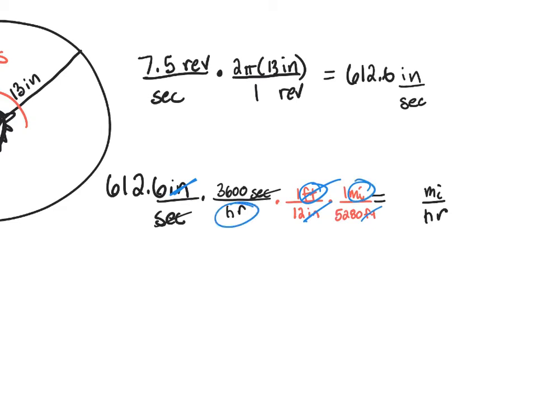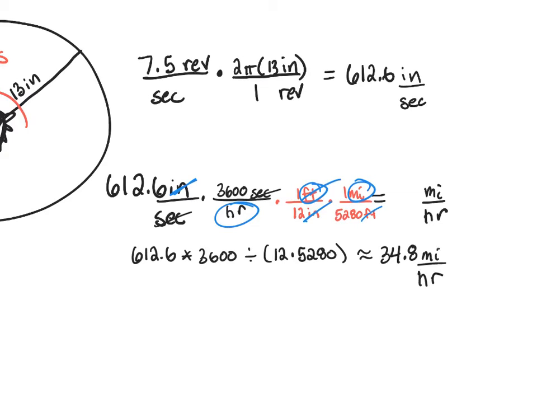Now I just go ahead and do 612.6 multiplied by 3,600 divided by, and I need to do the 12 times 5,280 in parentheses. Okay, and that works out to be about 34.8 miles per hour, which is pretty fast for a bicycle.